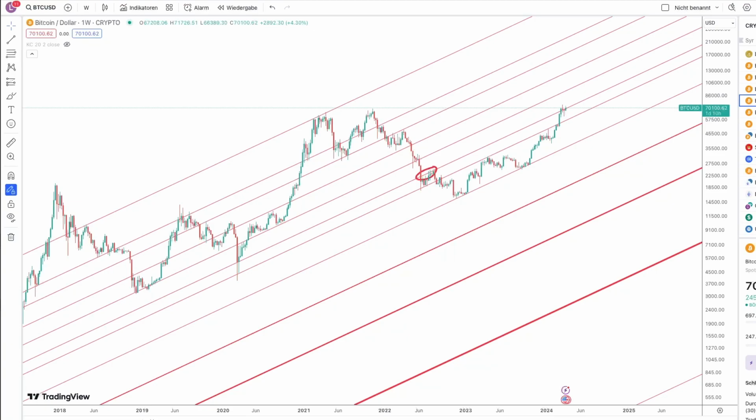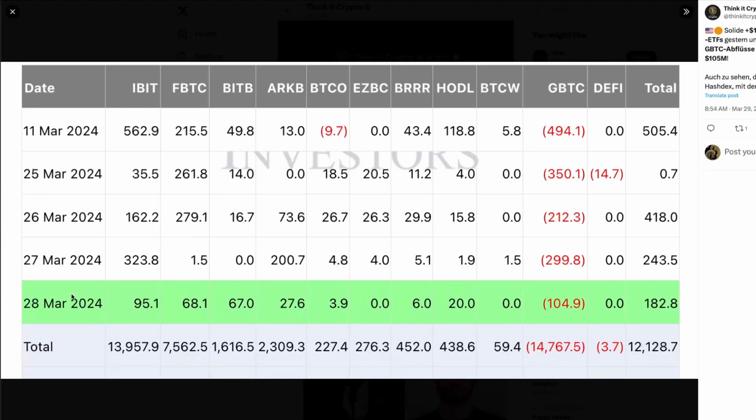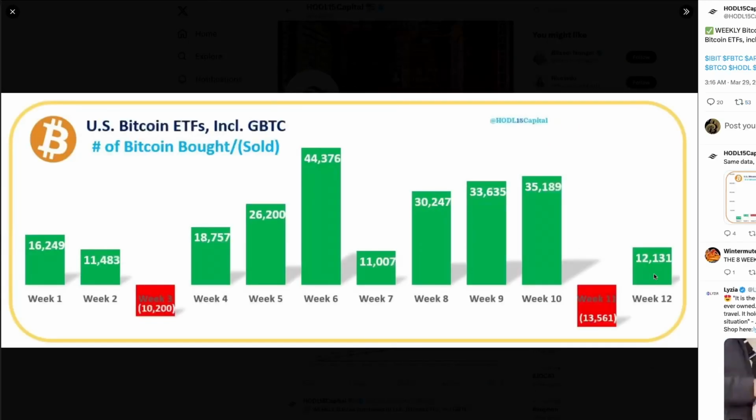Now let's take a look at the recent ETF data. Now the latest data is from March 28th and we had a net inflow of 182 million. This is a very solid number and we see that the GBTC outflows are decreasing. We had the lowest outflow since March 12th. And again, we see the week closing at over 12,000 Bitcoins that were accumulated by the ETFs.